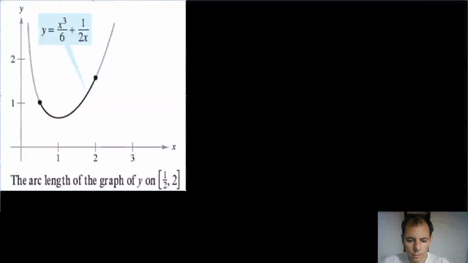Hello guys, we're going to do this exercise here. Try to find the arc length of y equals x cubed divided by 6 plus 1 divided by 2x, integrating with respect to x, so it's going to be dx from x equals 1/2 all the way to x equals 2. Okay, so let's do that.